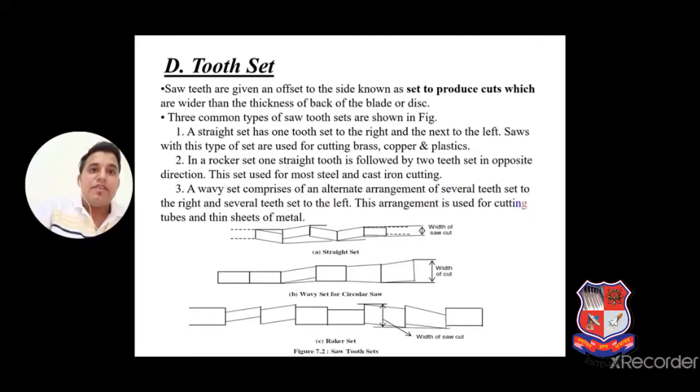wave set. A wave set comprises an alternate arrangement of several teeth set to the right and several teeth set to the left. This arrangement is used for cutting tubes and thin sheets of metal. So what is a thin sheet? That is an important term, particularly in welding, where we learn that thickness up to 12 mm or 24 mm is considered thin sheet. So wherever you are using thin metal sheet, and you want to cut it easily with less power or less feed, at that time we use a wave set.